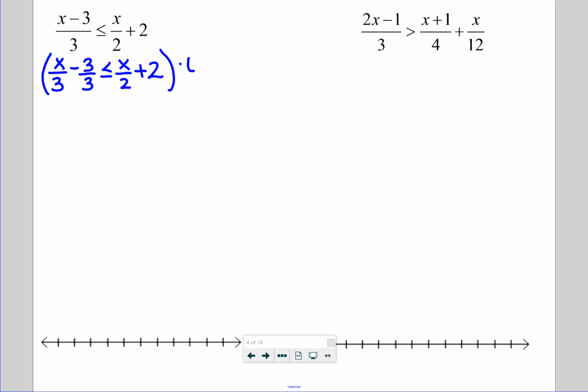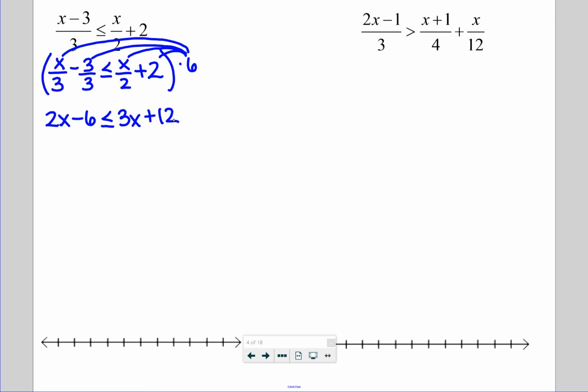So I'm going to multiply everything by a 6. 6 times x over 3 will give me 6x over 3, which gives me 2x. 6 times 3 over 3, and it's negative, will give me an 18 over 3, which just gives me 6, less than or equal to 6 times x over 2 gives me 6x over 2, which is 3x, and 6 times 2, which gives me 12.